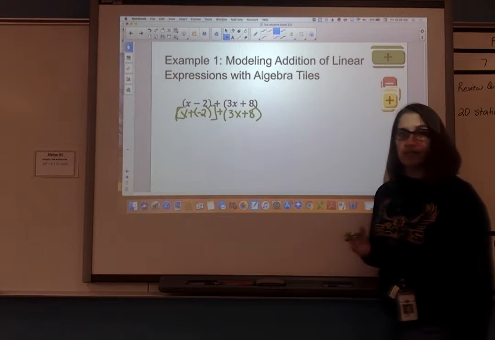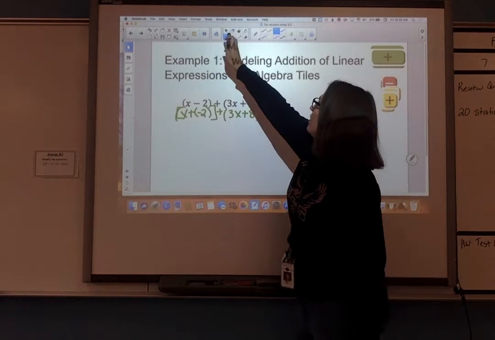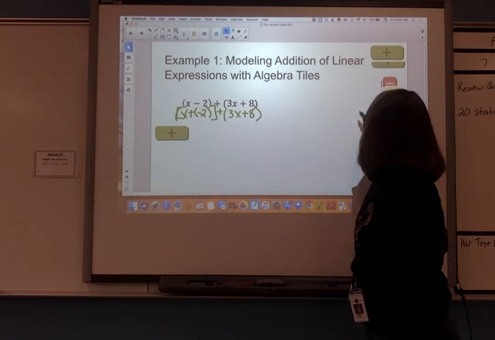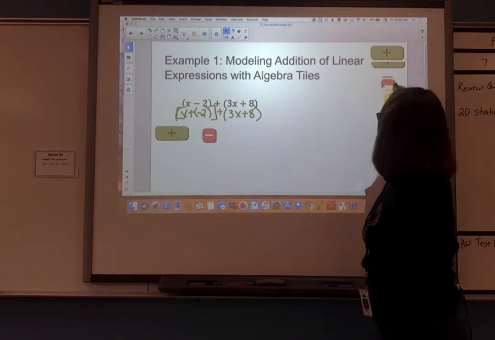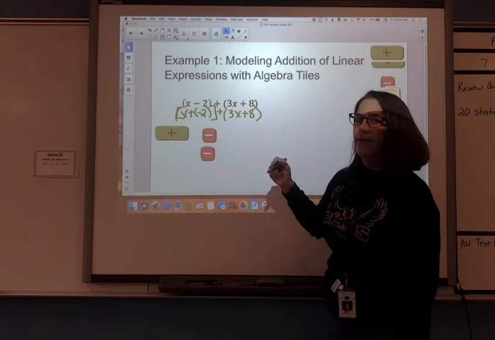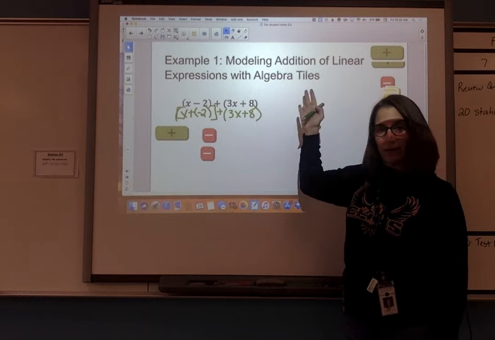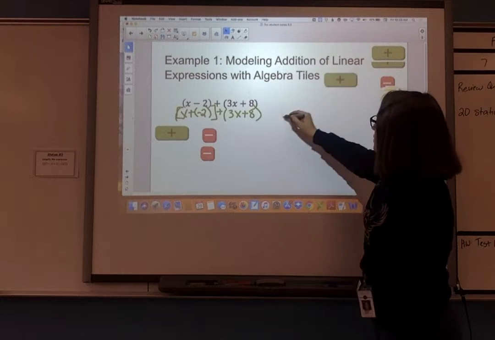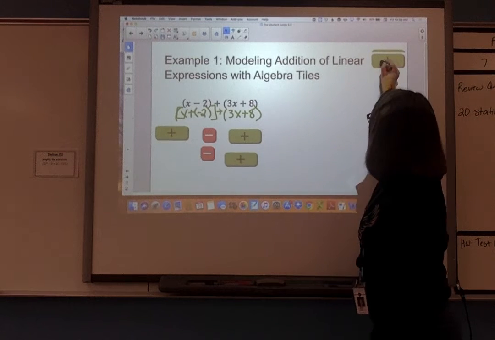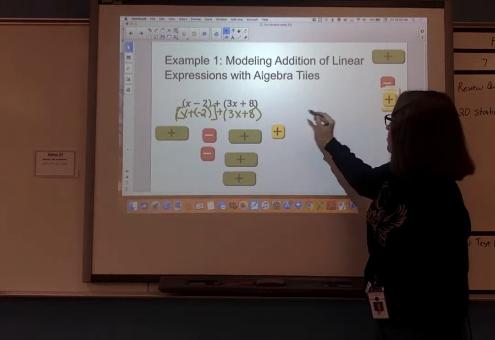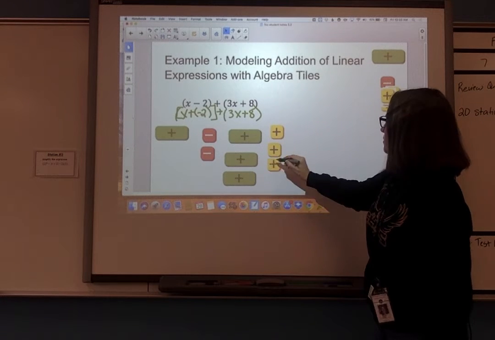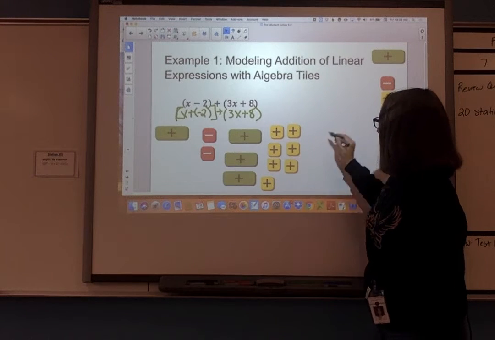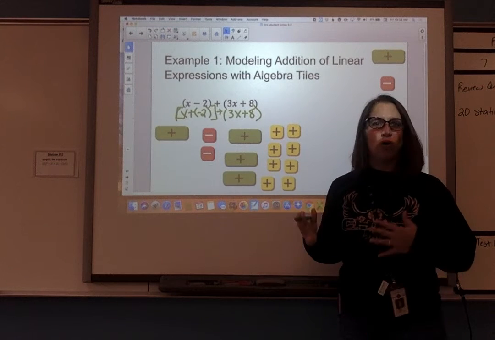And then I want you to model these as I model them with the algebra tiles here. So x plus negative 2 is going to look like this: 1x and 2 negatives, just like we did in the activity. And then we're going to add, so that means we're just going to add on some more algebra tiles here to represent 3x plus 8. So 1, 2, 3 x's, and 8 positive counters. Okay, so now I've got all of this stuff.